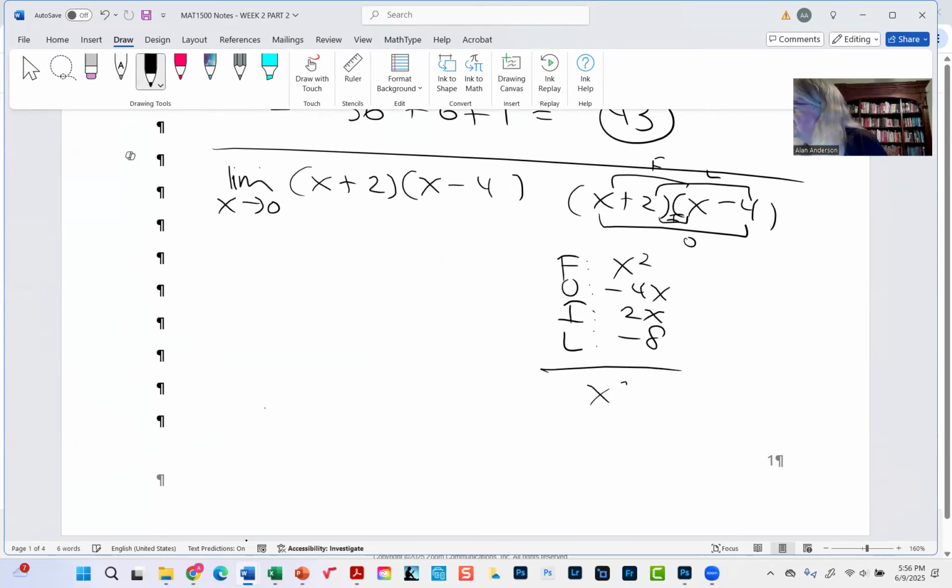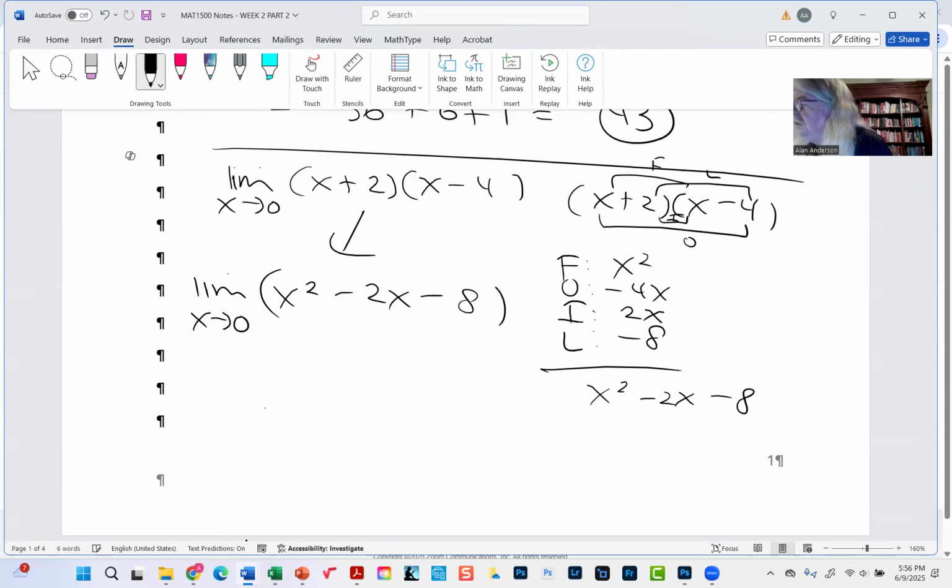And that means x squared times 2x is 8. So basically, then I can rewrite this as the limit as x approaches 0 of x squared minus 2x minus 8. And then I can either substitute 0 directly into this expression or else split it up into three individual limits. Either way, I'll get the same result. So in this case, let's just do direct substitution.